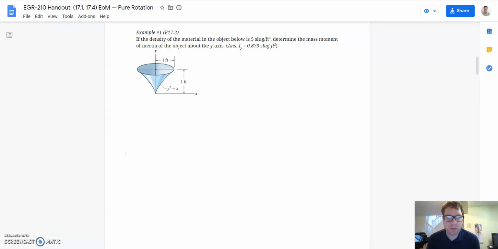In this video, we'll be going over example 1 and introducing the concept of mass moment of inertia. Example 1 asks us to find the mass moment of inertia of this upside down ice cream cone thing here. They give us a density, so before we can solve this, we need to talk about mass moment of inertia.